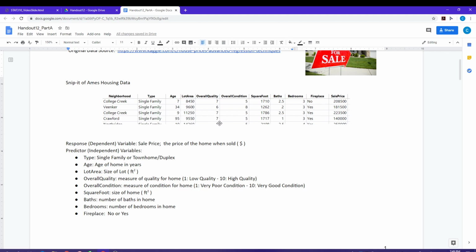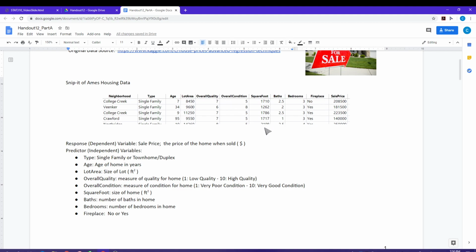If these values are low, then they are of low quality or of poor condition. The maximum value that these can obtain is 10, and that would mean that it is a high quality home. So they have really nice cabinetry or very nice tile, things like that. Also, the maximum value for condition is 10, and that would be a home that's in very good condition. These two measurements here are somewhat subjective. The real estate agent would have to decide what those are.